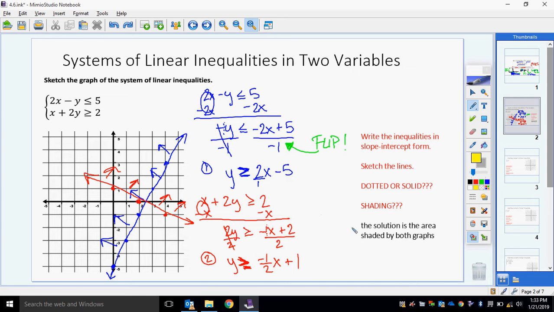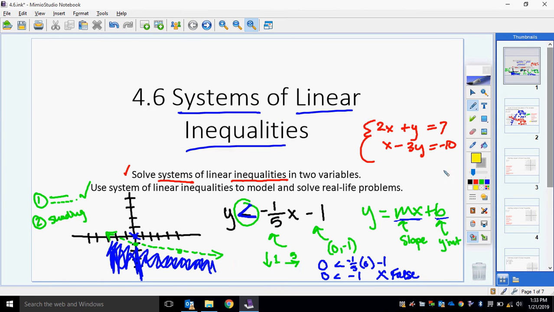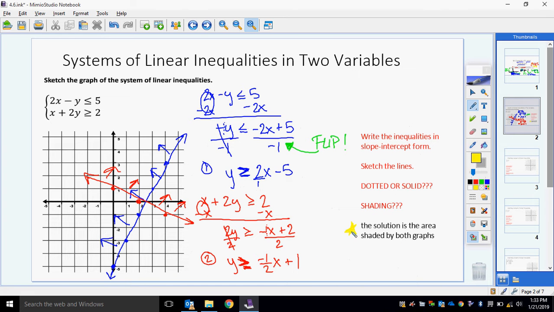Okay, so now the solution to this system, remember the solution to a system of linear equations was an ordered pair. You got an x comma y that satisfied both equations. Now the solution to an inequality system is the area that's shaded by both graphs. That's the important part, both of them. Okay, so I need to be above the red line and above the blue line. So here's above the red line and here's above the blue line. That's the region that's shaded by both of them.